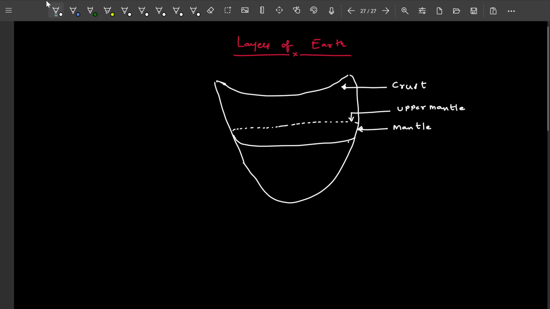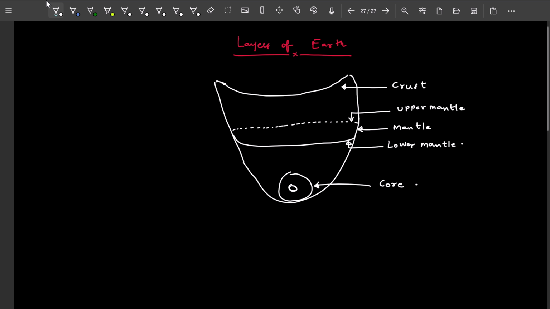And this region below is called the lower mantle. Inside this we have another layer like this. This layer is called the core.